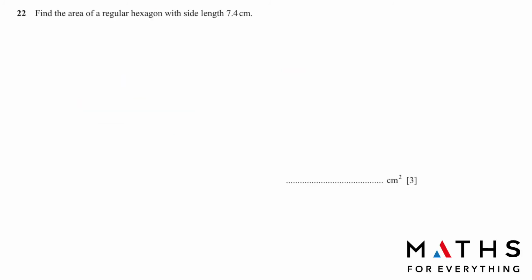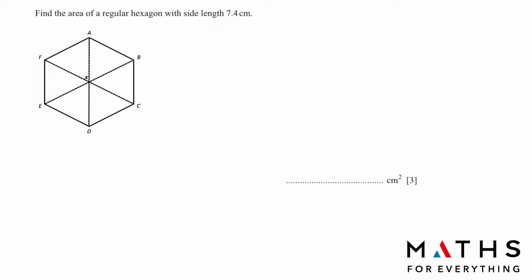Question number 22. Find the area of a regular hexagon with side length 7.4 centimeters. This is a regular hexagon. Hexagon means a shape with 6 sides. Regular means all the sides are equal. Therefore, all these angles will also be equal.